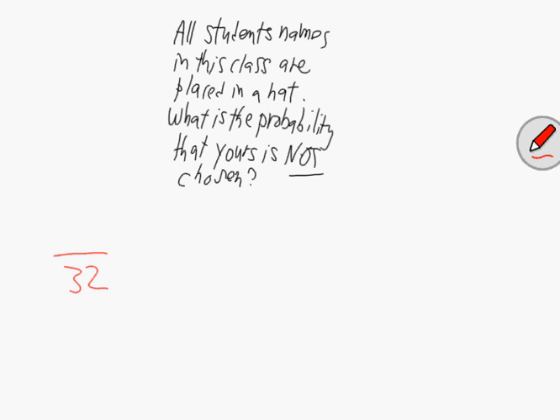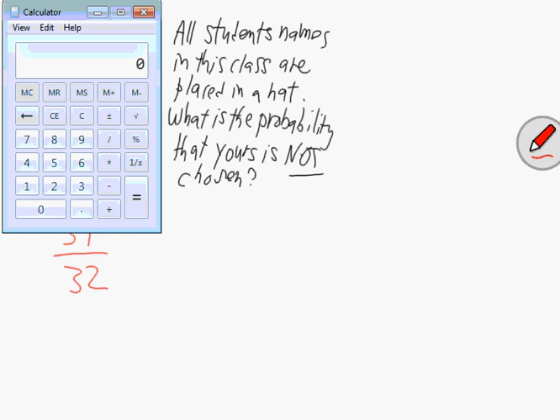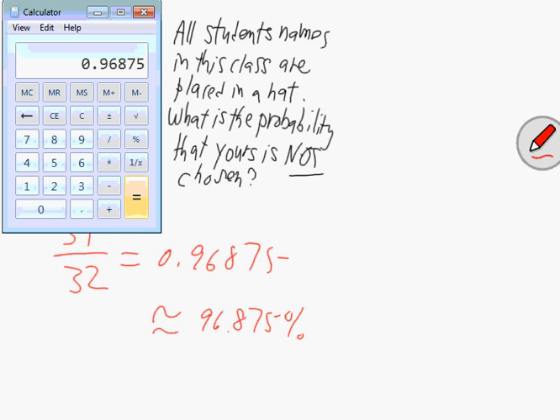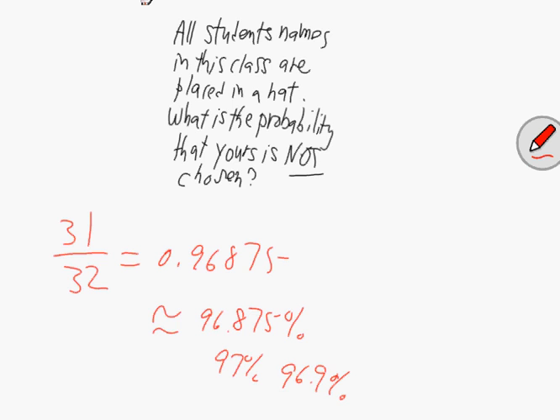If there was only one of you, then 31 people in that class didn't have your name. And 31 divided by 32, as a decimal, is 0.96875, which is approximately 96.875% probability, or roughly 97%, or 96.9%. All these are pretty good answers. Approximately, that's the probability that you're not going to have your name drawn.